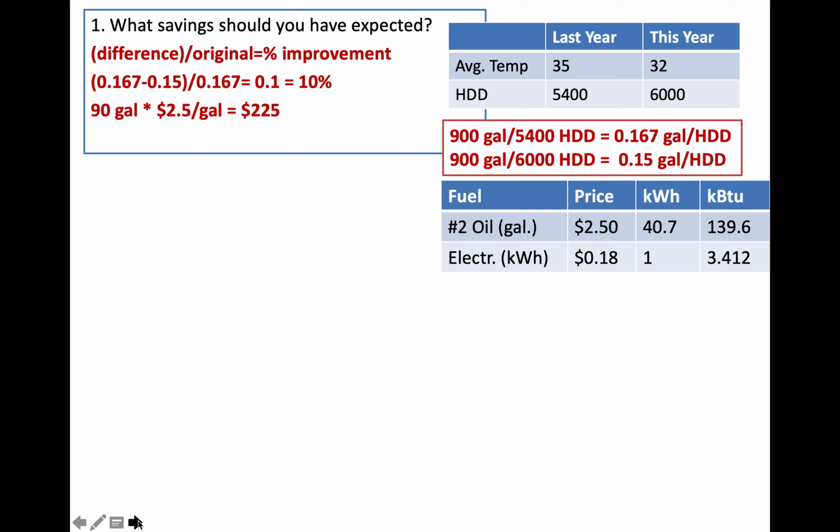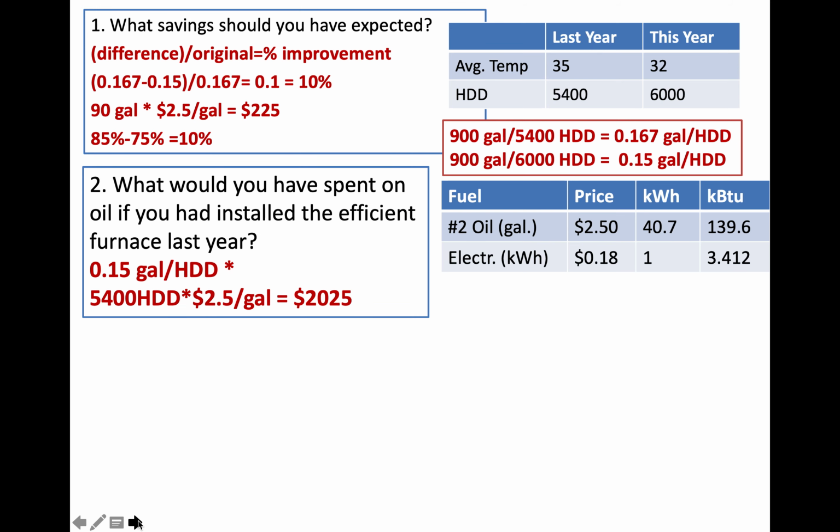So 10% of 900 gallons is 90 gallons. The price was $2.5 per gallon. So our savings should have been $225, but of course we got no savings because it was colder this year. And if we want to check ourselves against what we expected, well, we have now an 85% efficient appliance, and we had a 75% efficient appliance. That's 10%. So it all checks out.